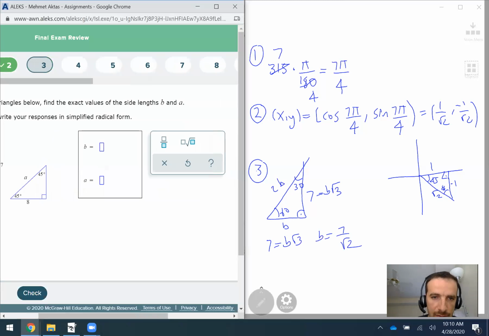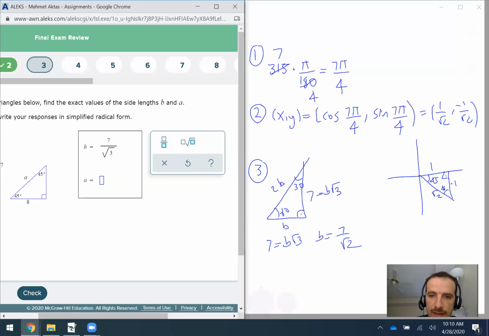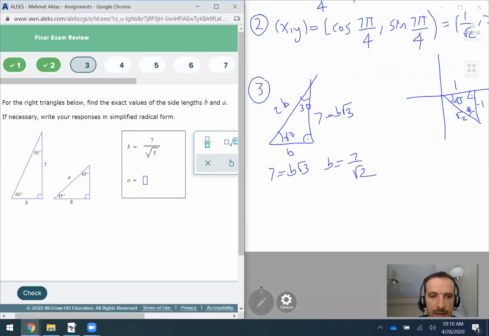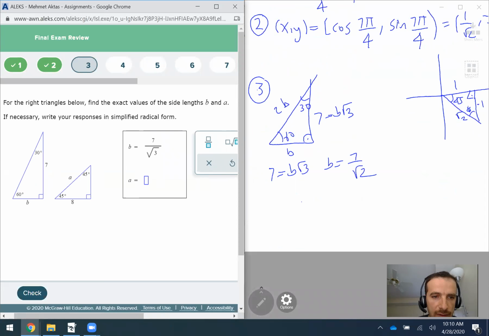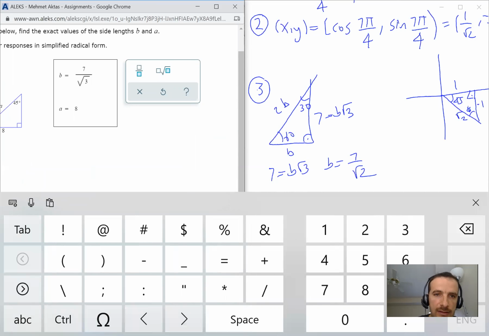Okay, 7 over root 3. Cool. Let's look at A. Again, we have 45, 45, 90, right? And the rule for 45, 45, 90 is if the side opposite to 45 is 8, then the other one is 8, and the hypotenuse is 8 root 2, right? So it is 8 root 2. Okay?